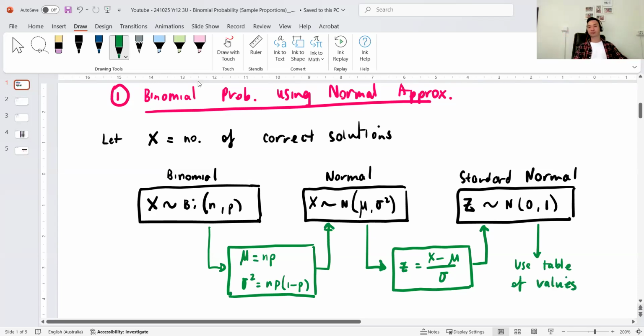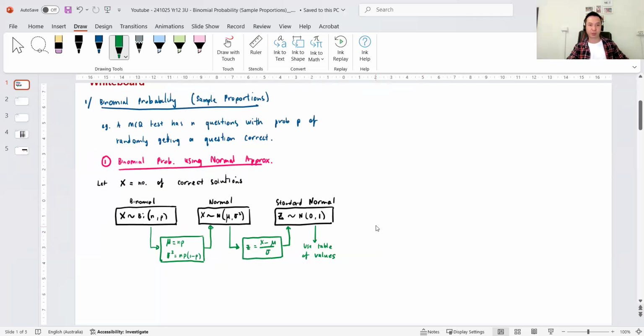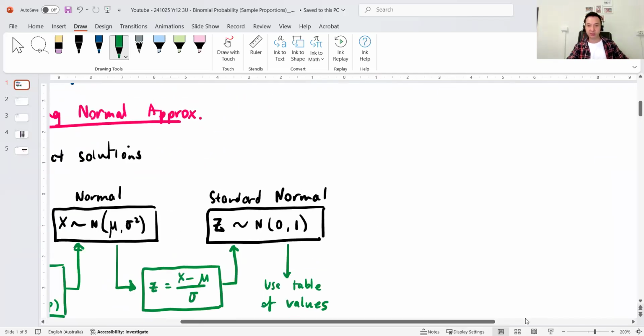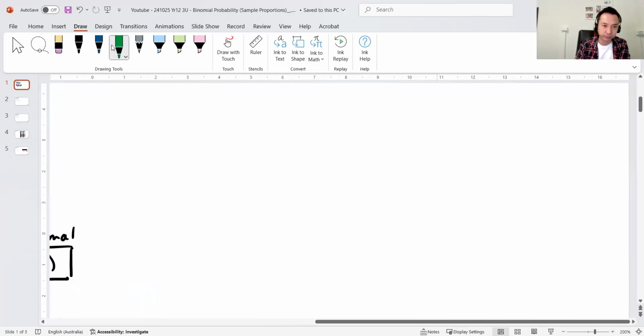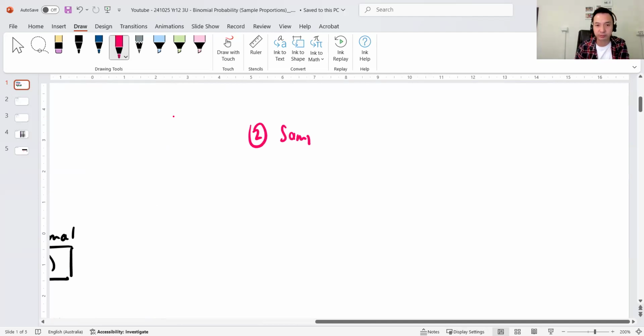Now, I like this sort of diagram because it is exactly the flow chart of things that I need to do. I start with binomial. I convert that using the mean and variance formulae to normal. And once I go normal, I convert that to standard normal by standardizing, with that z-score formula downstairs. Now, if this is binomial probability over to the right, I'm going to do an equivalent for sample proportions.